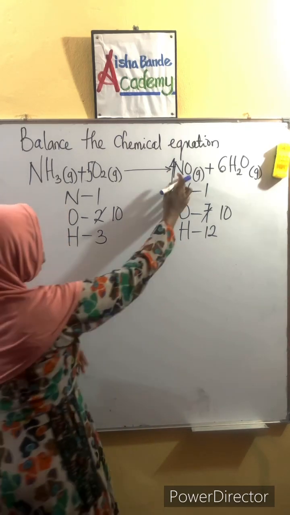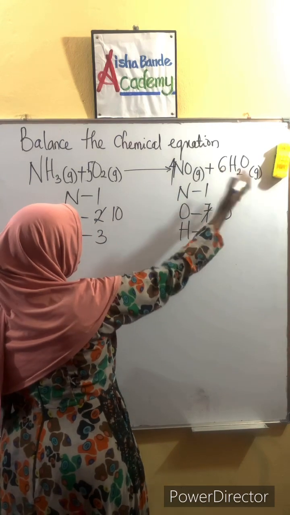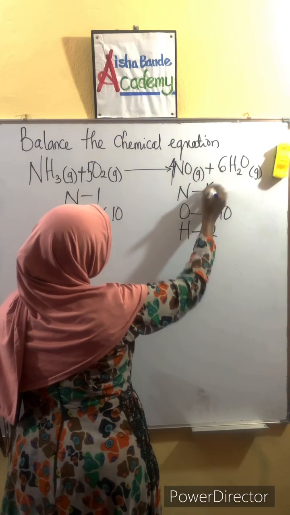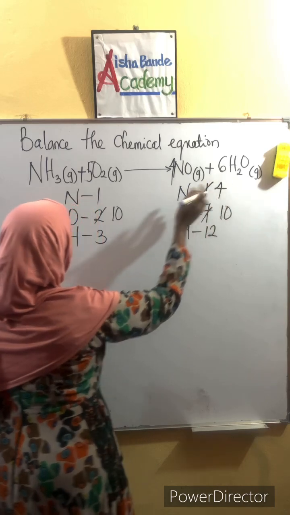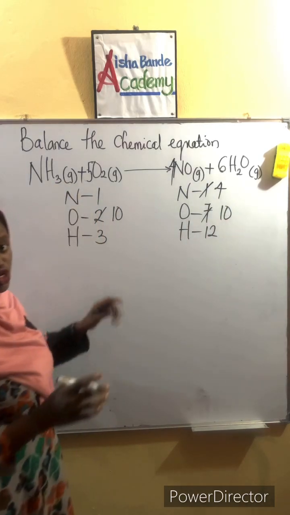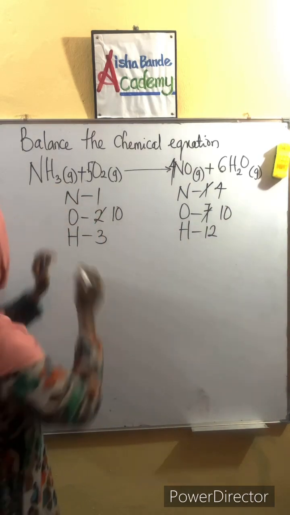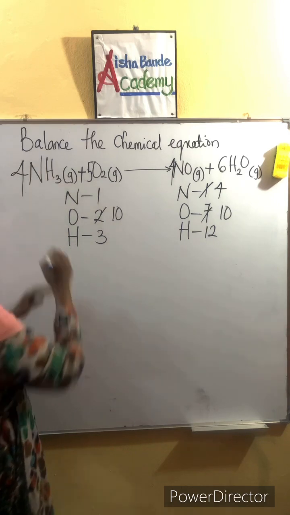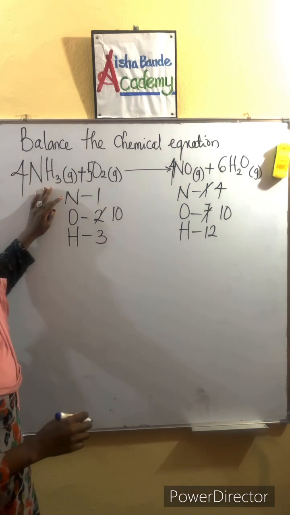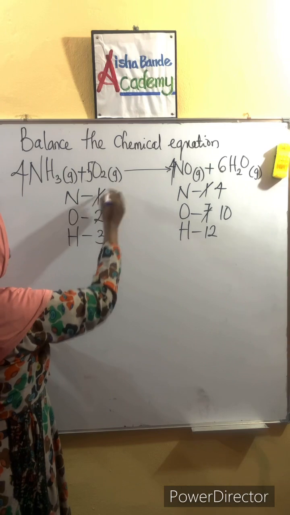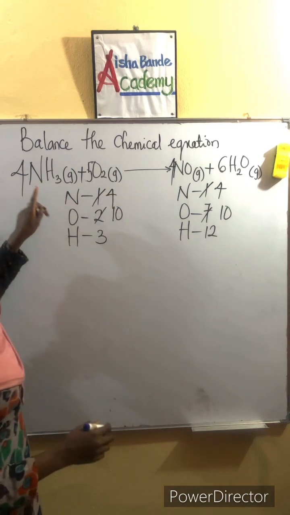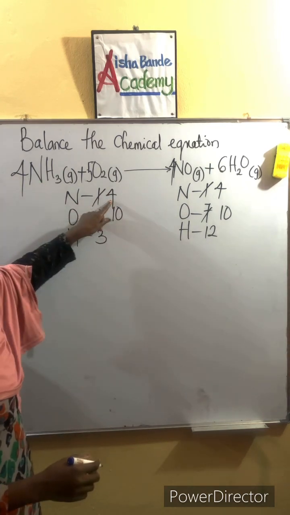As you can see, nitrogen here on the right hand side now becomes 4 instead of 1, right? So nitrogen is 4 here and it is 1 here. So to balance nitrogen, all we need to do is to add 4 in front of the NH3. So now this makes nitrogen here to be 4 and not 1 again. So nitrogen now is 4 here.